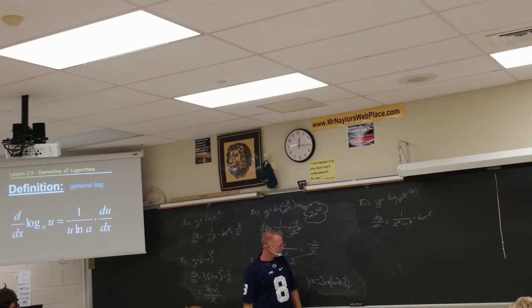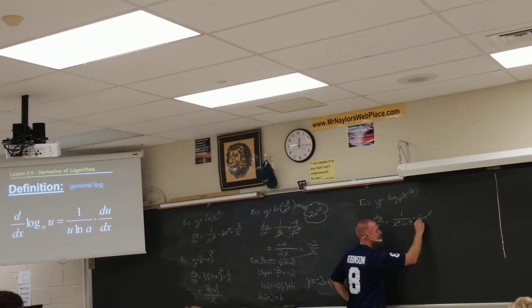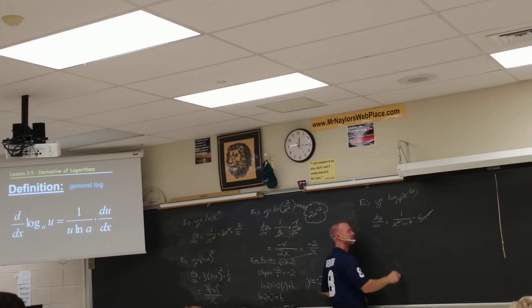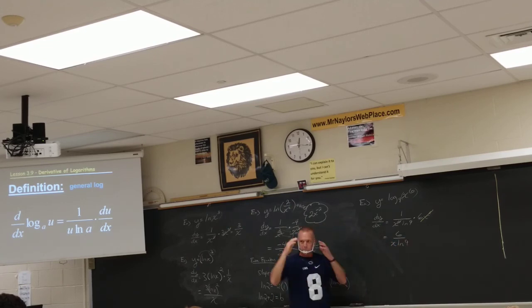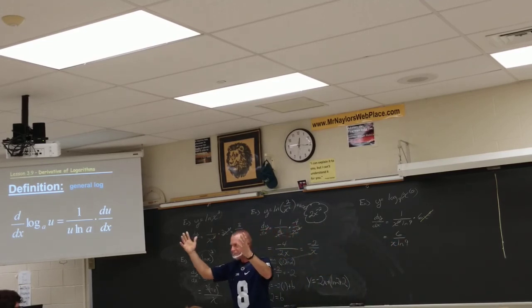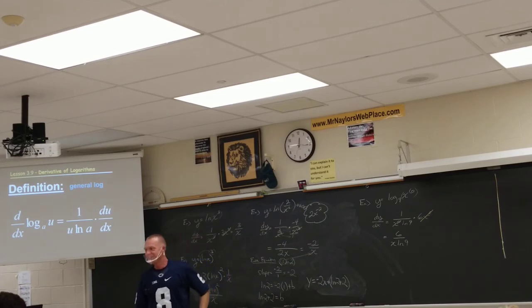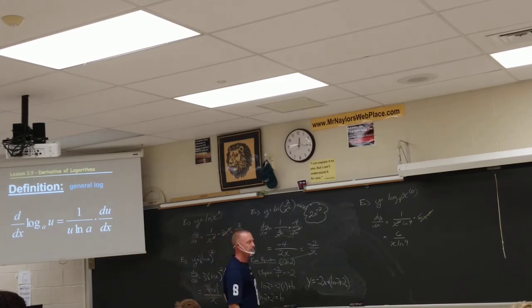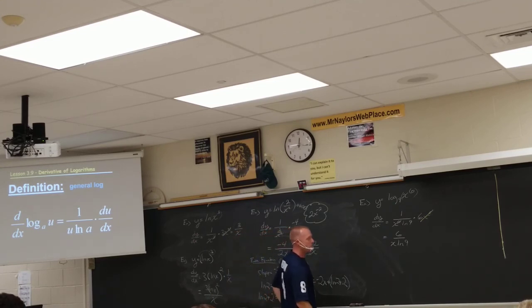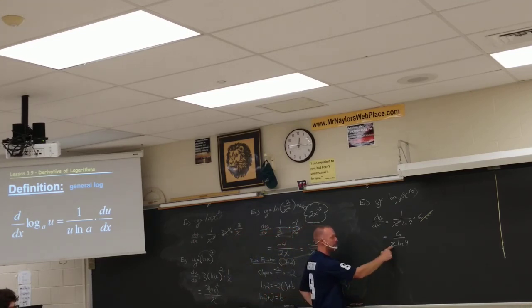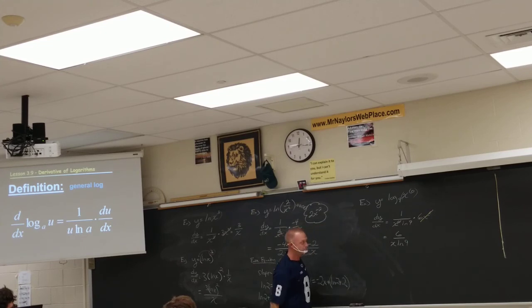And then, okay, I still get 1 over x. Actually, it's 6 over x. And it's also over ln of 9. But look, I end up with an x in the denominator. So it even works for a general log.